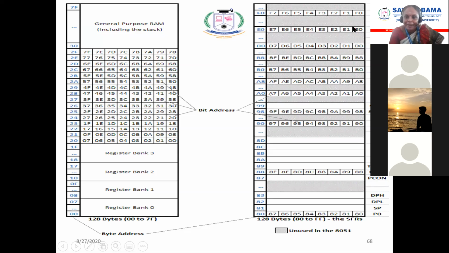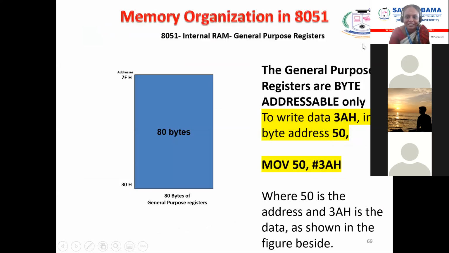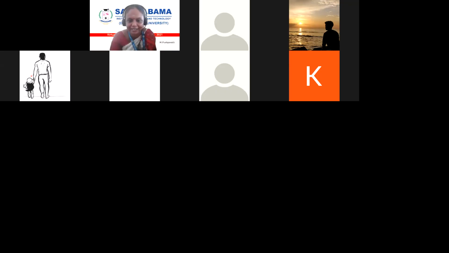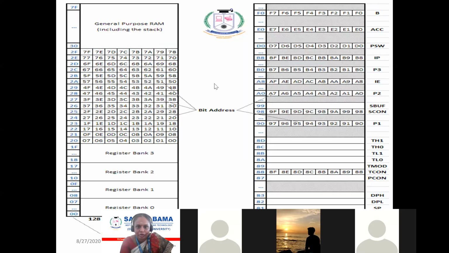But every time we can't remember the address. Don't confuse on that, because we will conduct only objective type questions. So at least try to remember the address of the accumulator. What is the address of my accumulator? E0. So here, instead of specifying the address, they will put the address of the register.